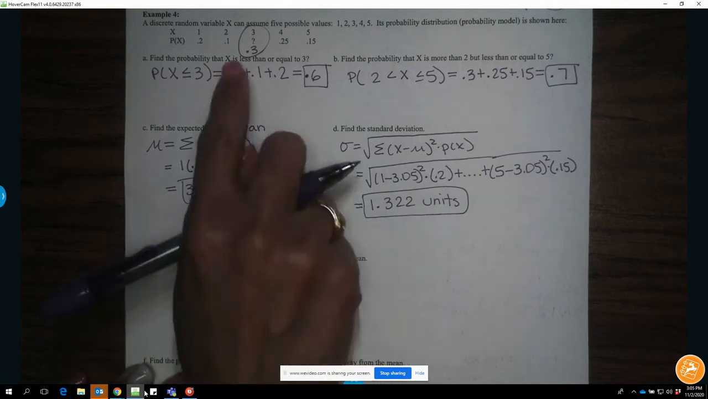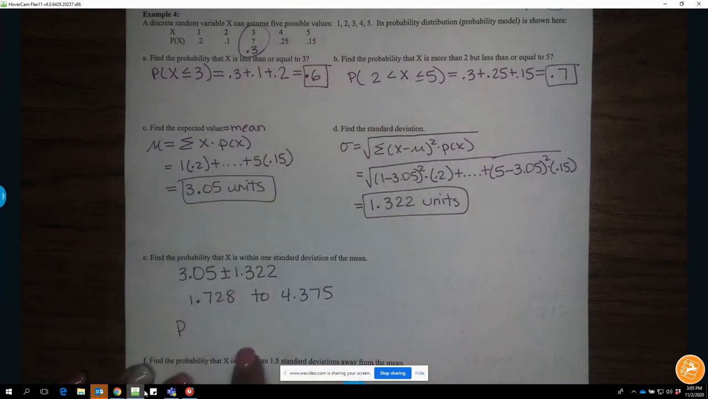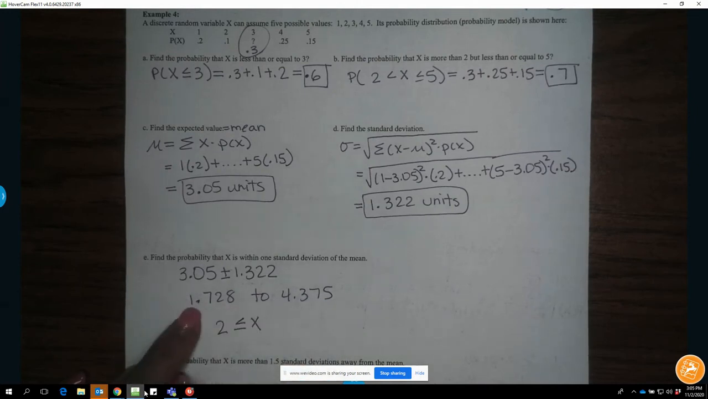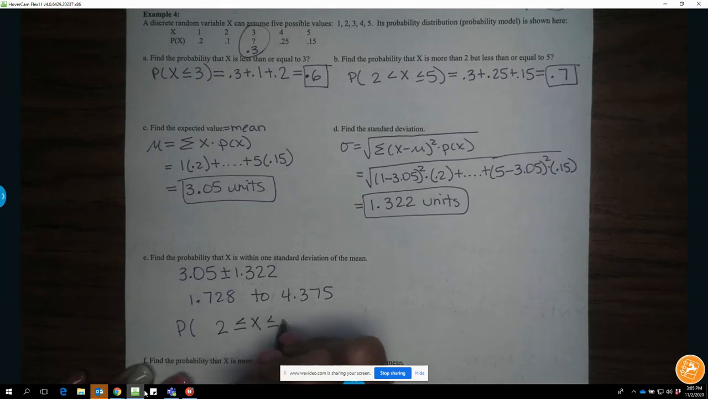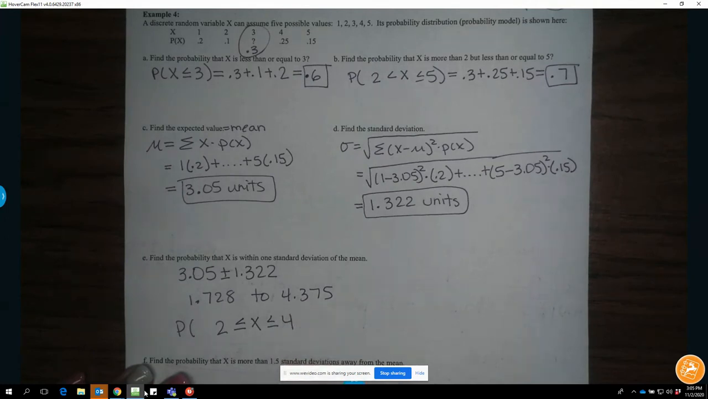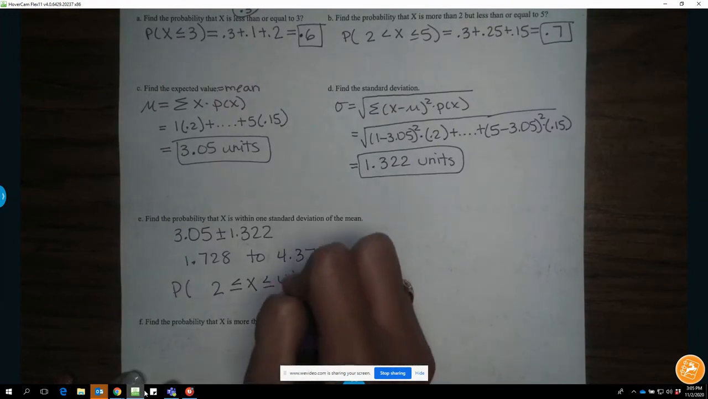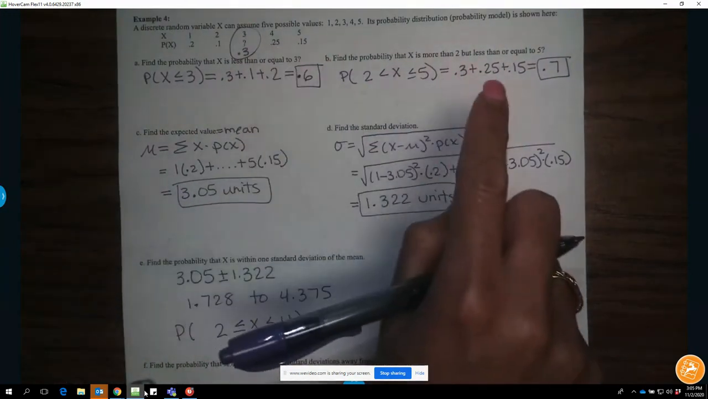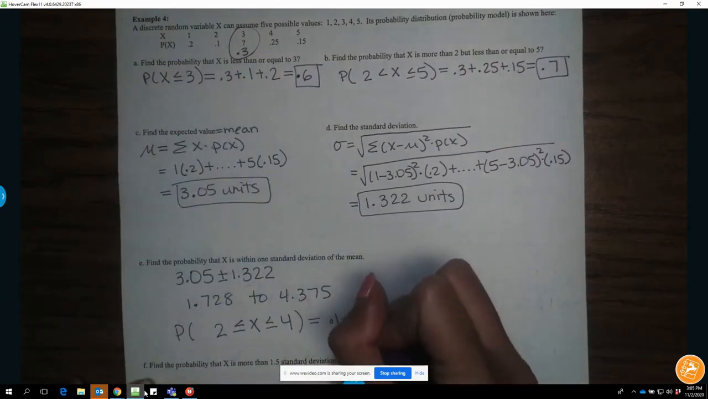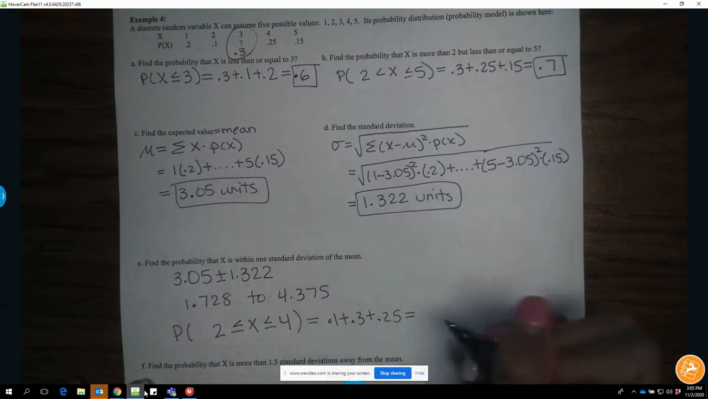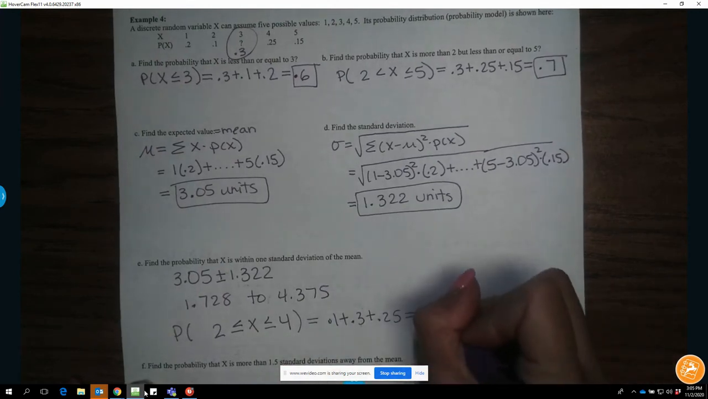Technically, because these are discrete numbers, there is no 1.7. So x has to be greater than or equal to 2, because that's the next number greater than or equal to 1.7. And it needs to be less than or equal to 4, because 4 is still less than or equal to 4.378. So x needs to be between 2 and 4. To do that, you just add up the probabilities when x is 2, 3 and 4, so 0.1 plus 0.3 plus 0.25, and that gives you 0.65.